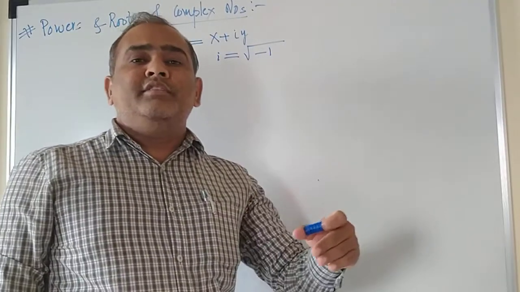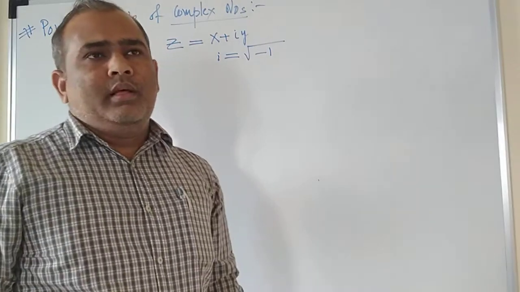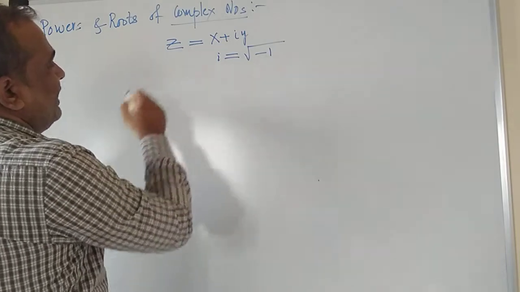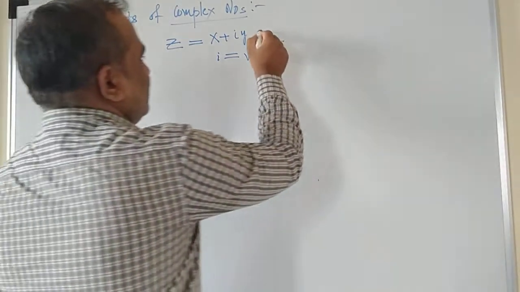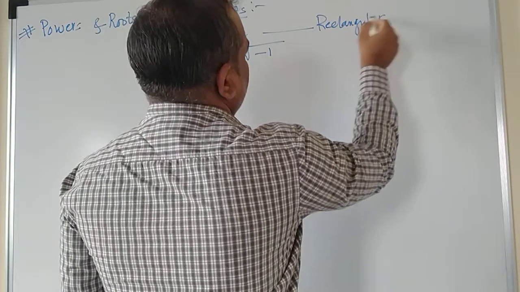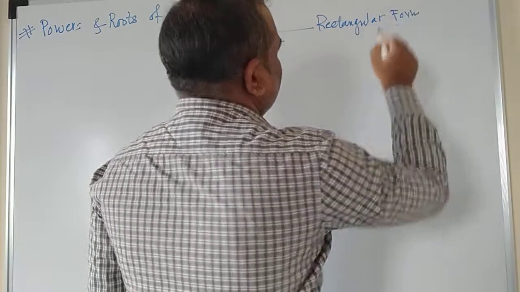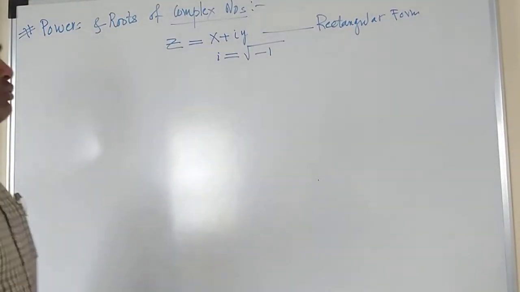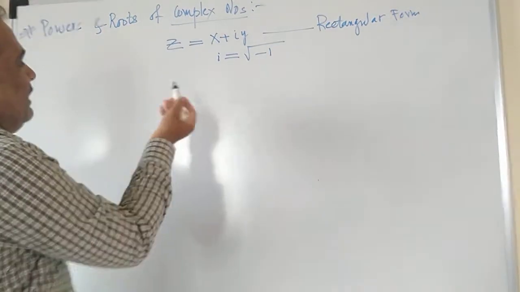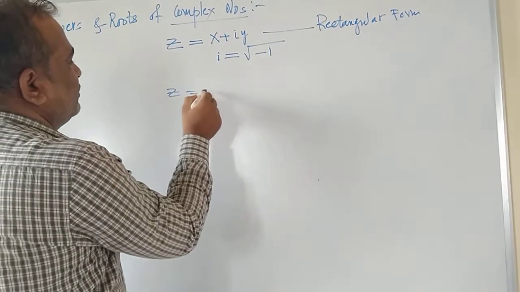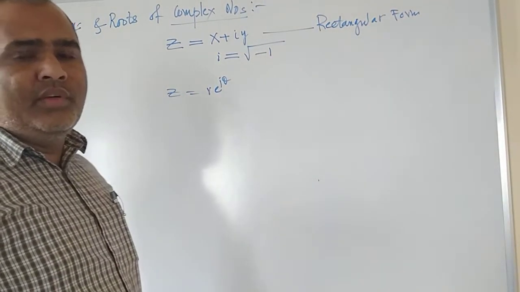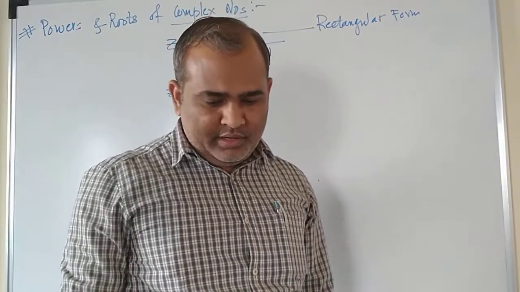Now let me write some more formulas. What is the rectangular form of the complex number? Z is equal to x plus iy is itself the rectangular form of a complex number. Now 2-3 more forms you already studied in the SYBSc. I can write Z is equal to r e power i theta. This is called the exponential form of the complex number, isn't it?